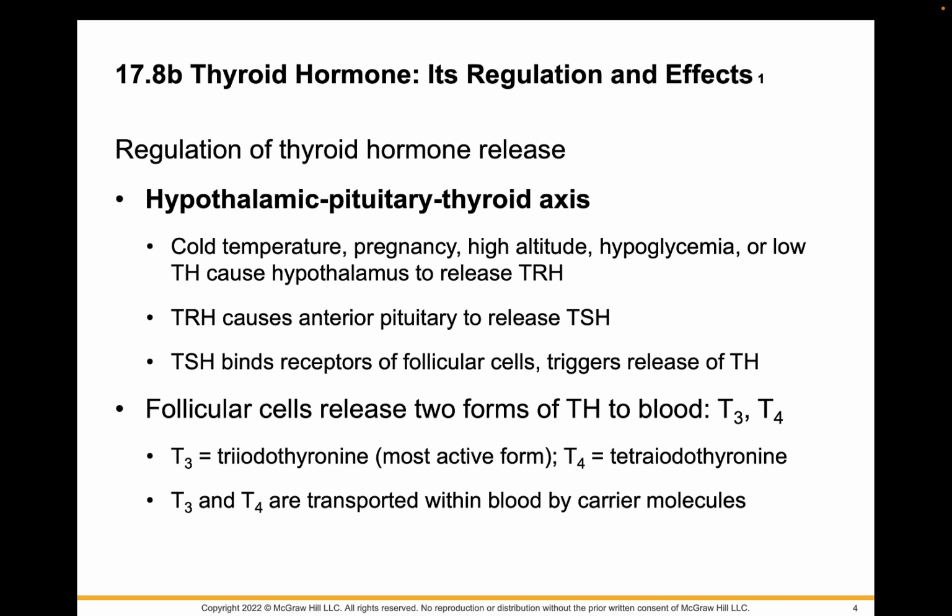In turn, this tells the anterior pituitary to release thyroid stimulating hormone. Thyroid stimulating hormone in turn binds to receptors of follicular cells, and that is going to trigger the release of thyroid hormone. Now, the follicular cells will be releasing one of two forms of thyroid hormone into the blood, and those could be T3 or T4. The thing that I want you to remember here is T3 is going to be the most active form. Now, the other thing to remember here is as thyroid hormone, T3 or T4, are being transported in the blood, as they are lipid soluble, they must be carried by protein molecules since thyroid hormone is not water soluble.